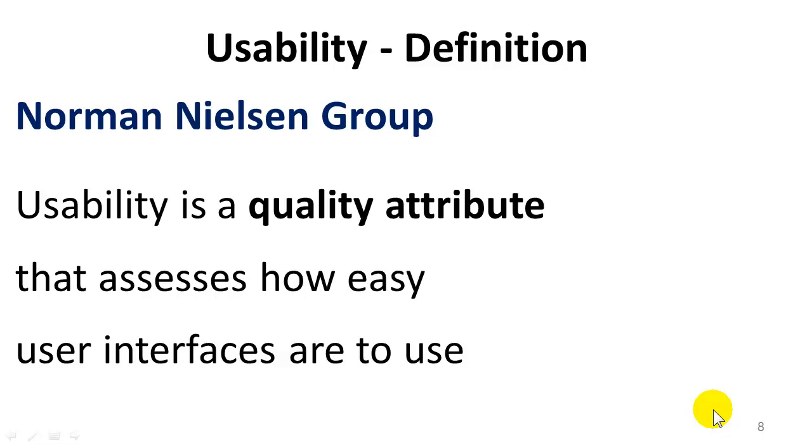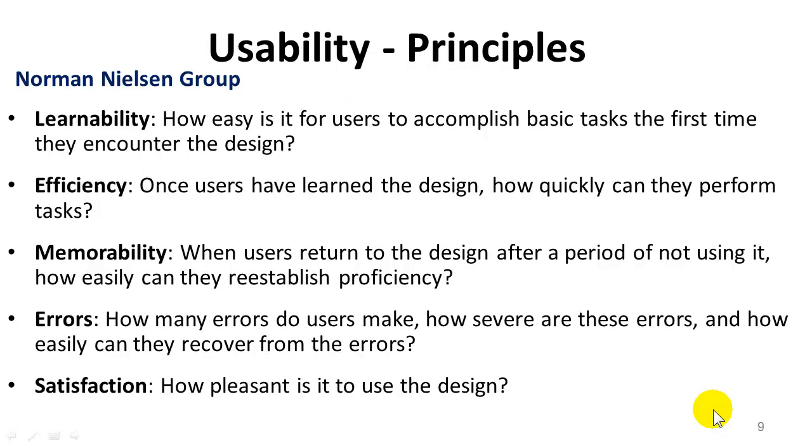The Nielsen Norman Group says that usability is a quality attribute that assesses how easy user interfaces are to use. Pretty much everything we interact with is some kind of a user interface, be it a website, a mobile device, or the control panel on a car. Let's look at some principles that this organization has put forth.